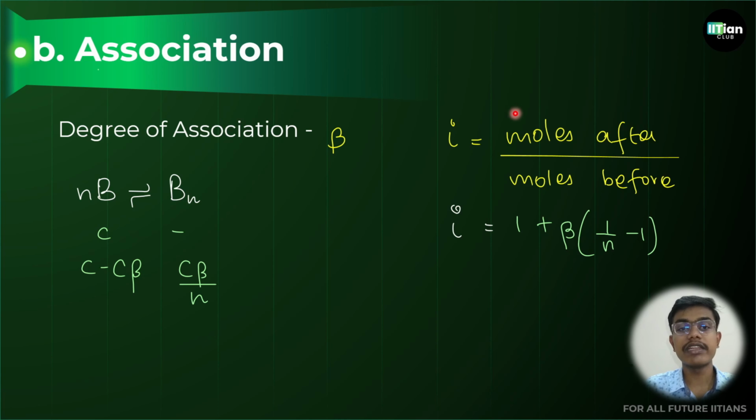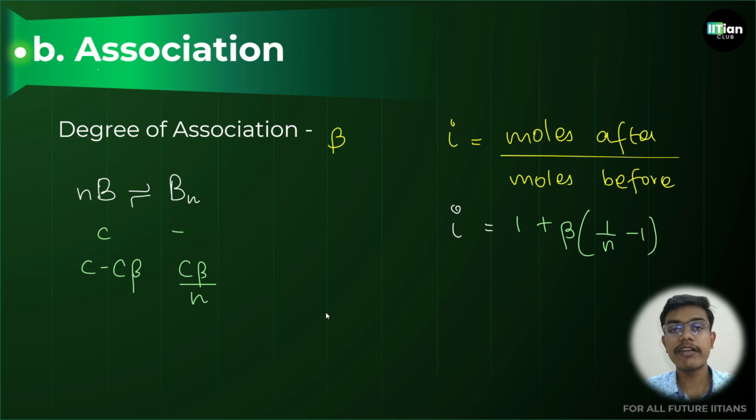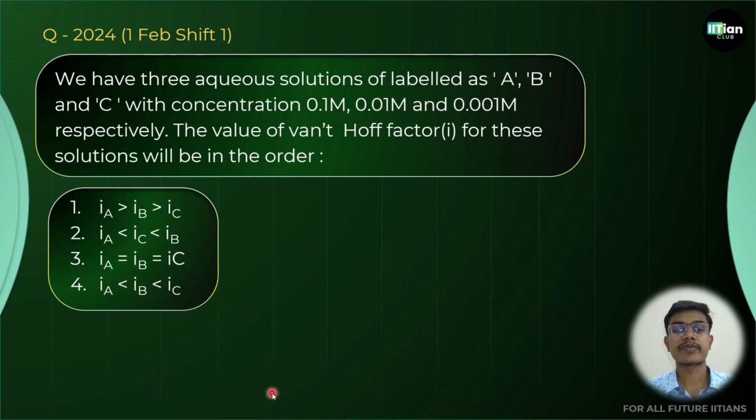And from this, we'll be getting the value of i. i is the moles after association divided by moles before association. When we add all these things and divide it with C, we'll be getting this formula: i is equal to 1 plus beta times (1/n minus 1). And from this, we'll be able to get the degree of association. In some questions, we'll be asked to find alpha and beta. That will be covered in the question sessions following this. You can also try this previous year question, the current year question actually, and let us know in the comments.